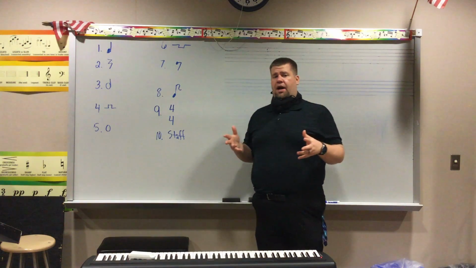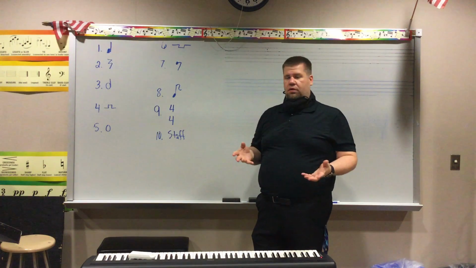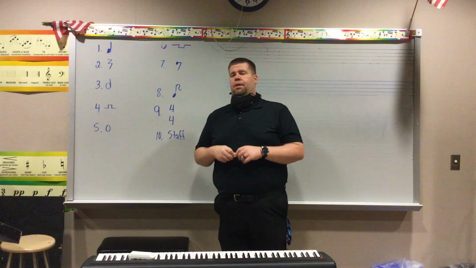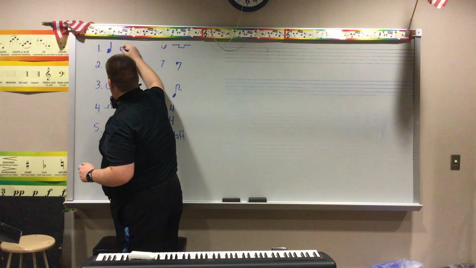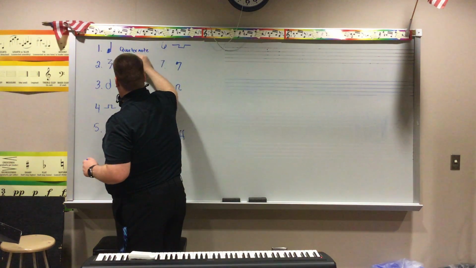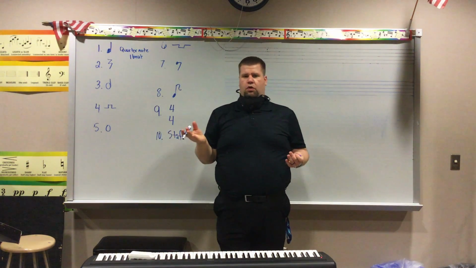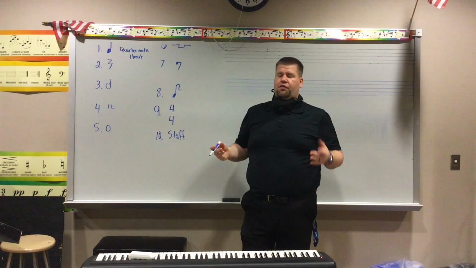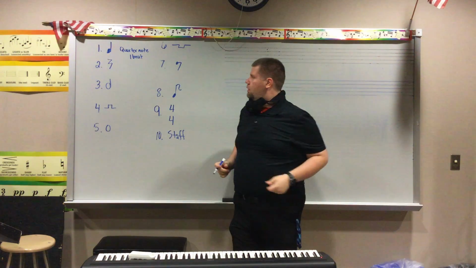Now, once you have gone through all of them, we're just going to go over them real quickly. Number 1 is called a quarter note. The quarter note is worth 1 beat. Okay? So it's going to go ta. Very simple. If I had 4 quarter notes, I would go ta, ta, ta, ta.